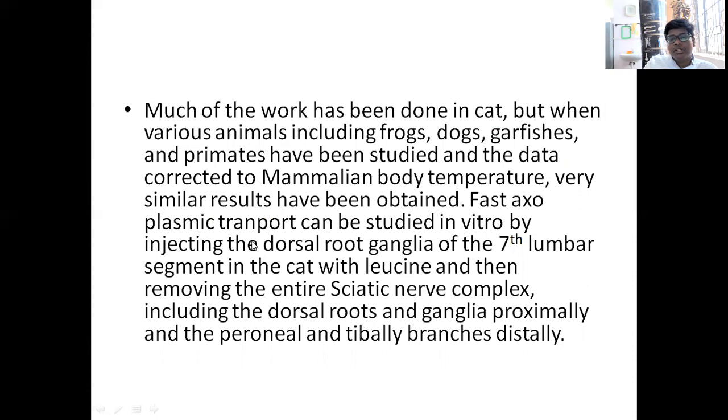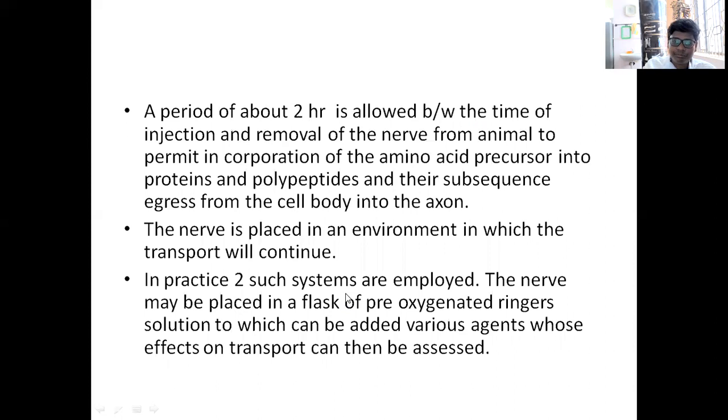Fast axon transport can be studied in vitro by injecting the dorsal root ganglia of the seventh lumbar segment in the cat with leucine and then removing the entire sciatic nerve complex, including the dorsal roots and ganglia proximally and peroneal and tibial branches distally.